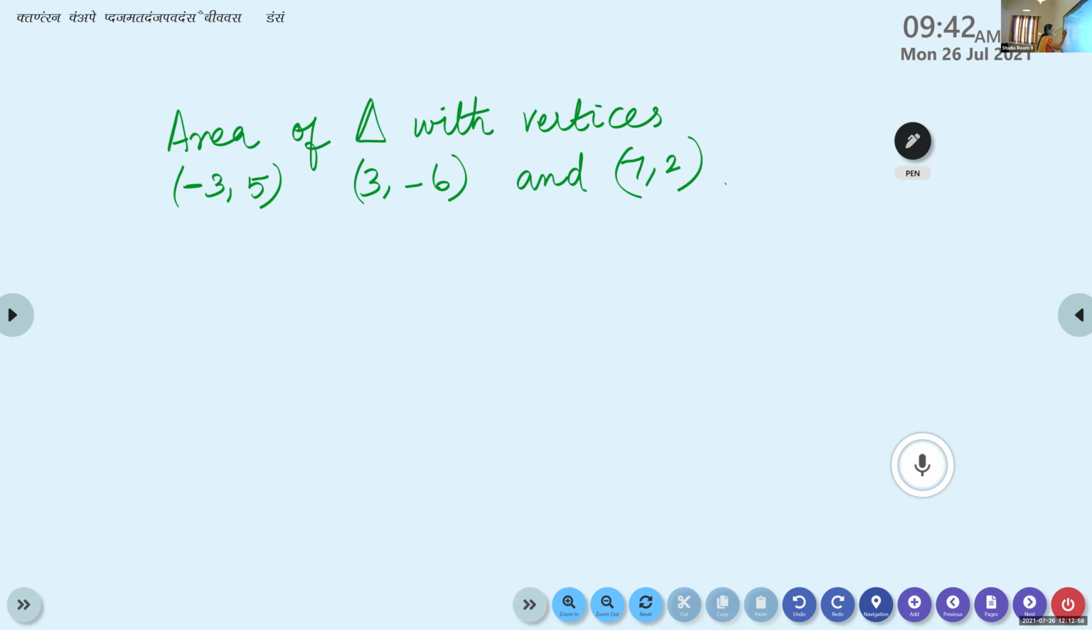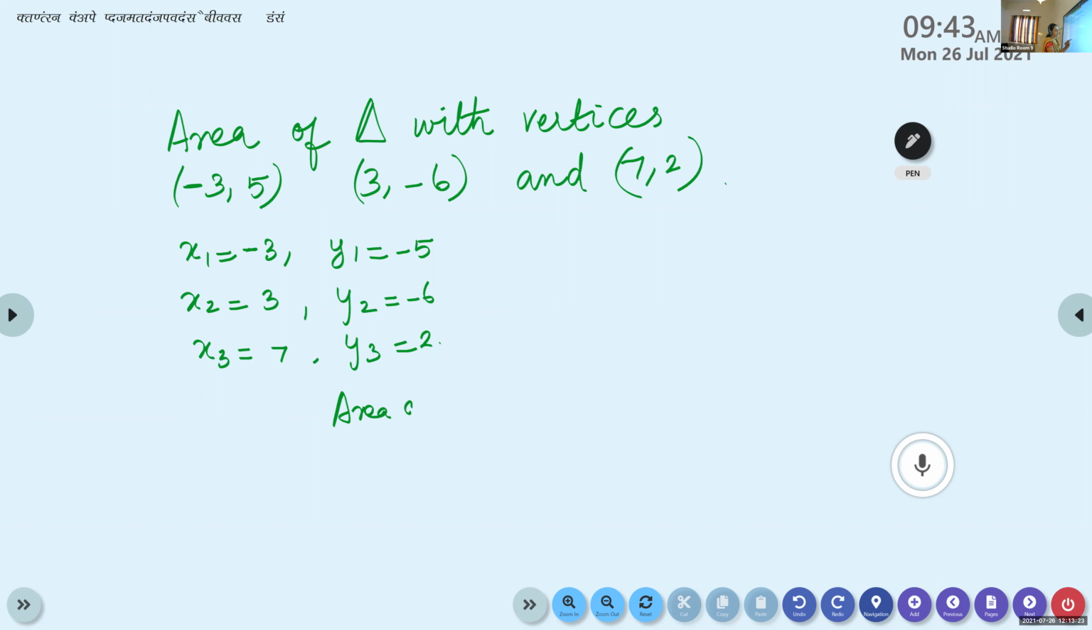So first you write down what is x1, y1. From the first point we can write x1, y1. Next point we can write x2, y2. So x2 is 3, y2 is negative 6. x3 is 7, y3 is 2. Okay, then write the formula. What is the formula for area of triangle? Area of triangle is equal to half into determinant x1, y1, 1, x2, y2, 1, x3.